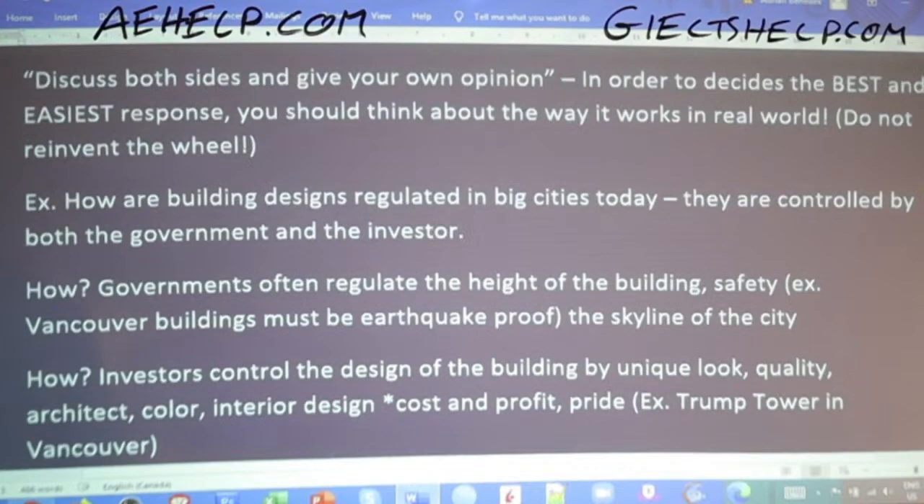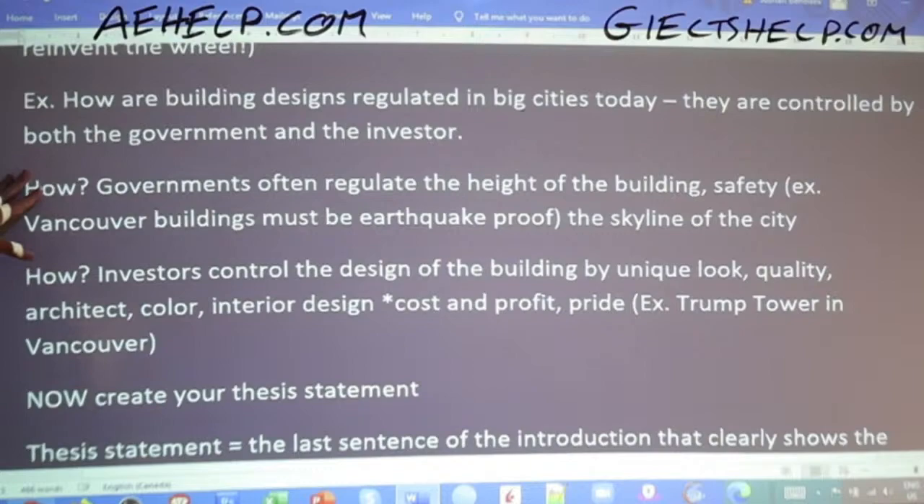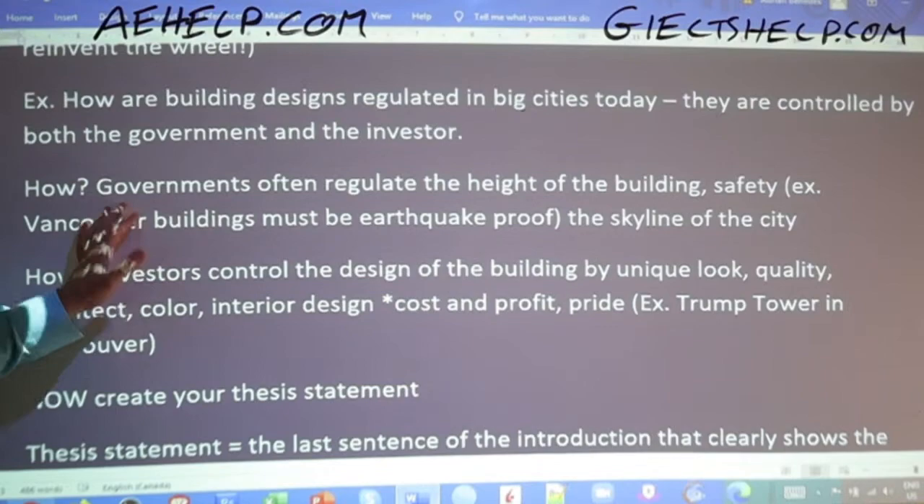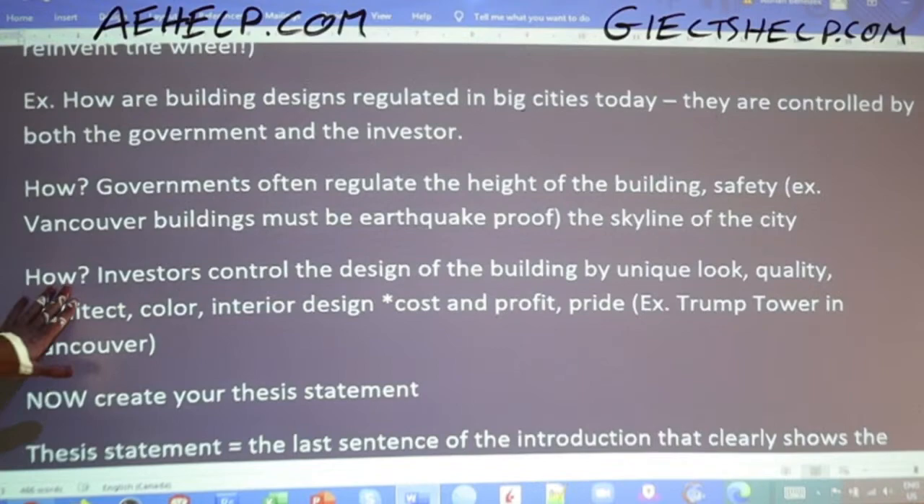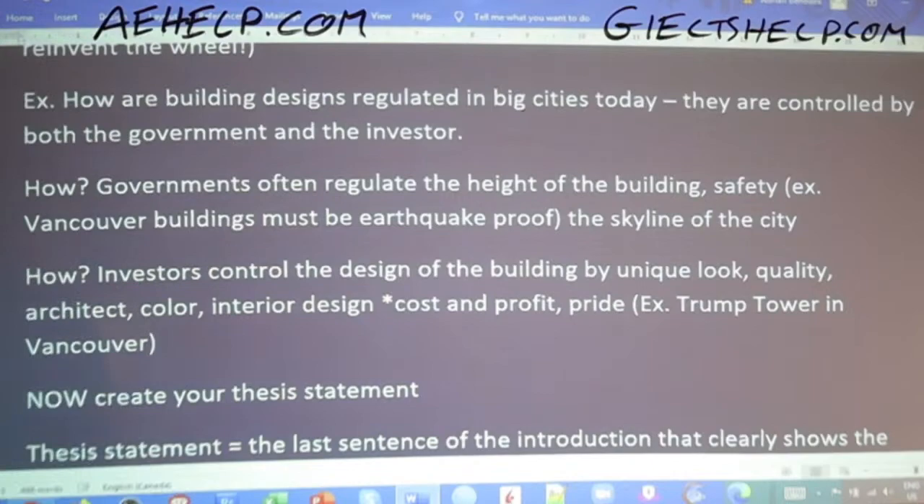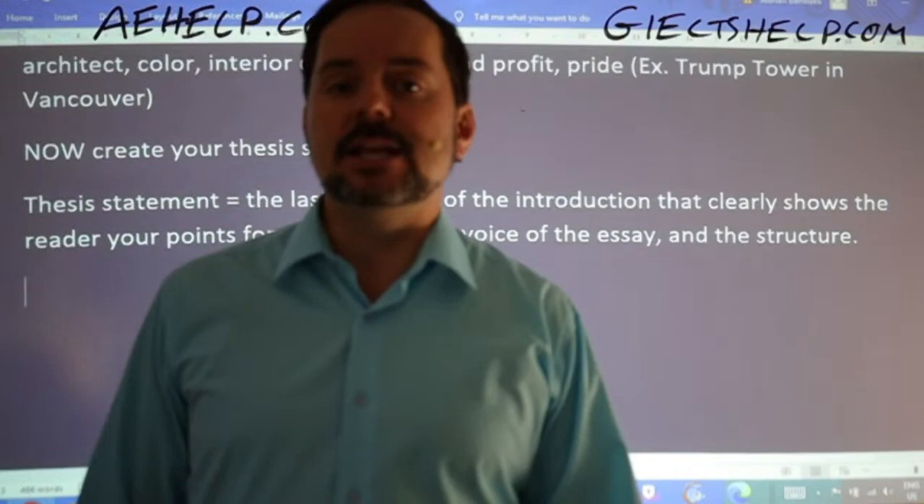So if I think about the topic and what I just wrote here, how does it work in the real world? Well, in the real world, both the government and the investor have an influence on the design of the building. Why? Because the governments are responsible for the overall look of the city, the skyline. The investors are controlled or confined or guided by the cost and the profit and the pride of the building, then I can now create a very good thesis statement, and I can include my own opinion here, okay?